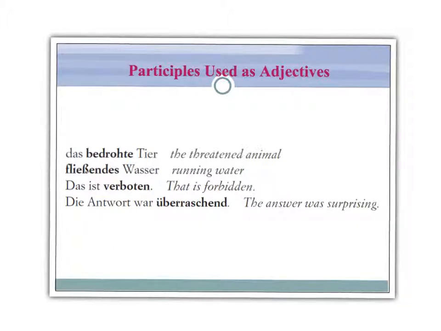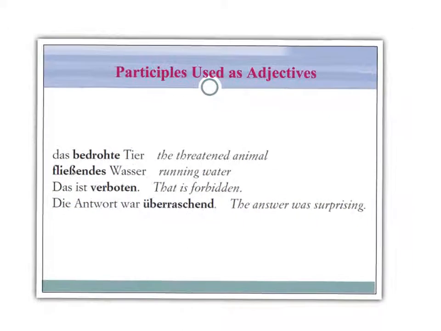Present and past participles will occur frequently as adjectives. Look at these cases here. When used as attributive adjectives preceding a noun, such as you have with bedroht and Tier being the noun, both past participles, bedrohte, and the present participle, fließend or fließendes, have endings in accordance with the outline for adjective endings that we did last chapter.